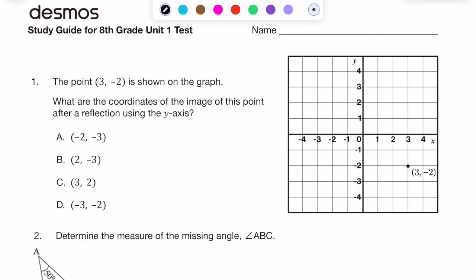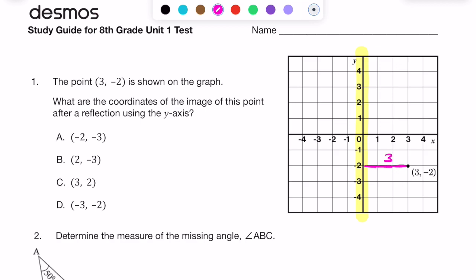Alright, question 1. The point (3, -2) is shown on the graph. What are the coordinates of the image of this point after a reflection using the y-axis? Okay, so first we have to identify what the y-axis is. That is the vertical up and down axis here. And if we're going to reflect this point across the y-axis, first we want to see how many units away is it currently from the y-axis. So it's 1, 2, 3 units away to the right of the y-axis.